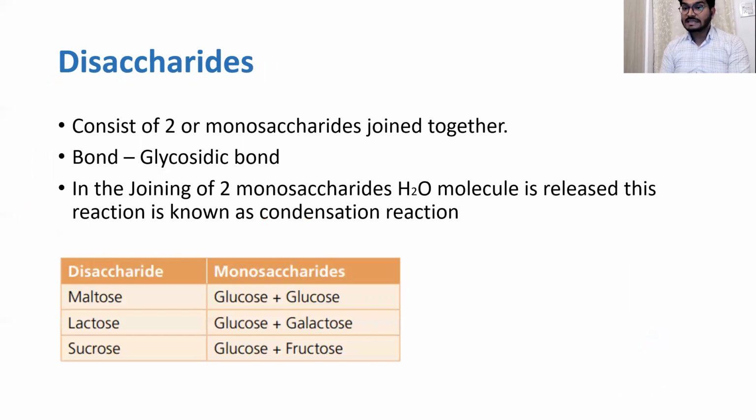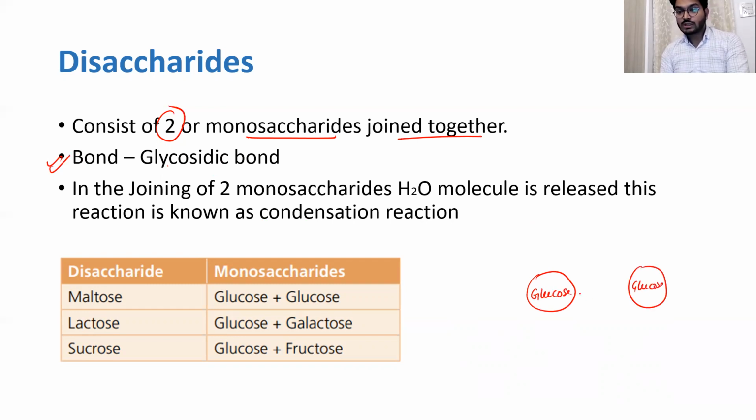Now let's talk about the disaccharide. Di simply means two sugar molecules. In the disaccharide, if two monosaccharides join together, then you will get a disaccharide. In this case, a bond is formed. That bond is known as the glycosidic bond. So if this is one glucose molecule and this is another glucose molecule, both molecules are joined, and that bond is known as the glycosidic bond.